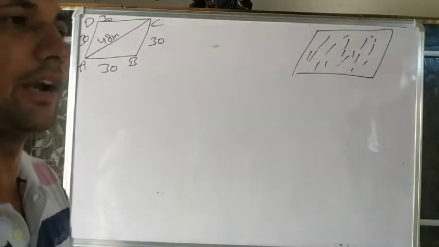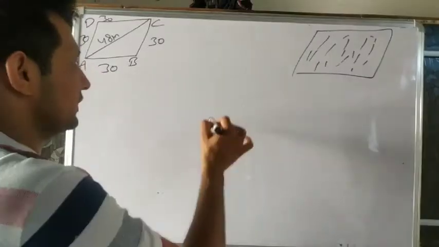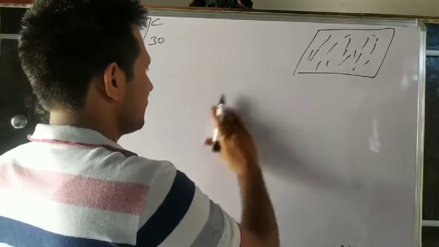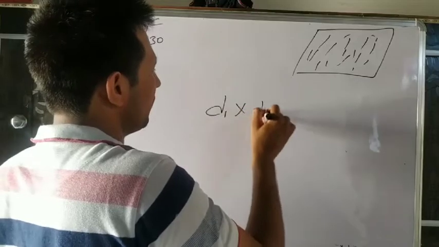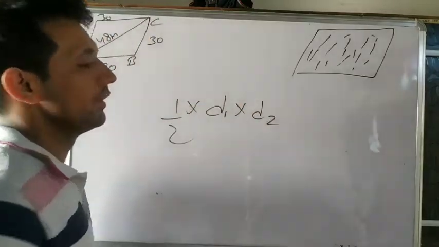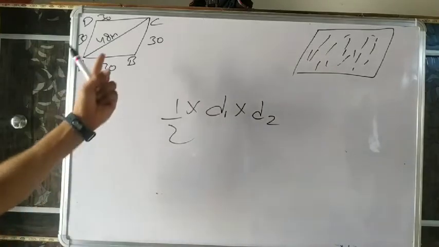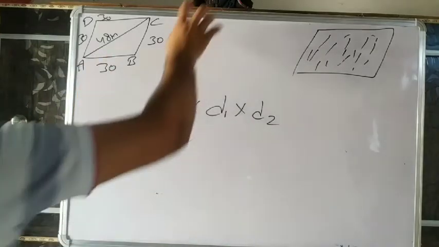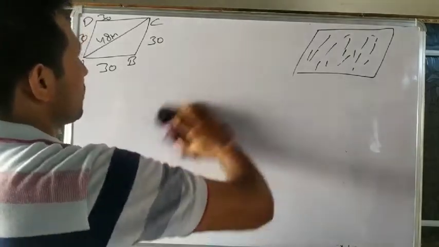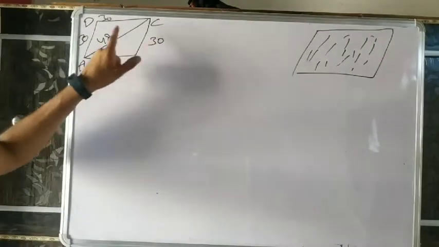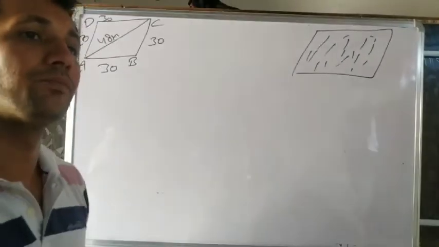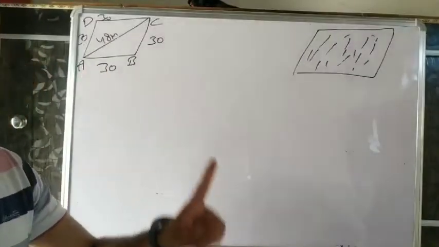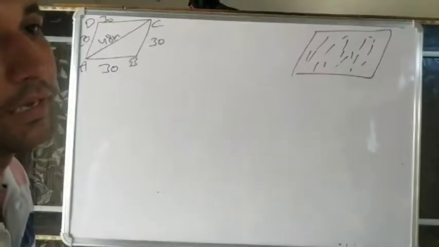The area of rhombus formula we already know from 8th class. Area of rhombus is 1 by 2 D1 into D2. But here only one diagonal is given, so we cannot use this one. So how will we find it? Now 30, 30, 48. Both triangles have the same sides. So we will find the area of one triangle and multiply by 2, and it becomes the area of the rhombus.